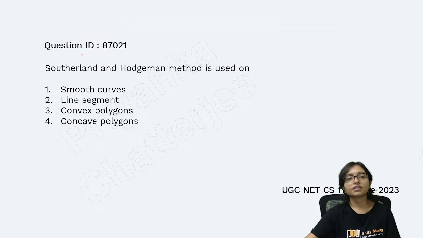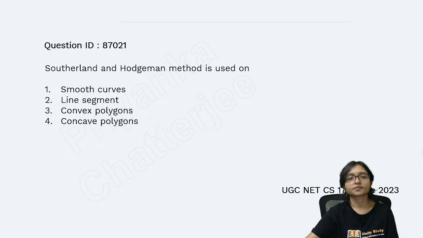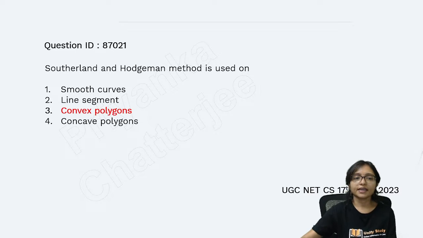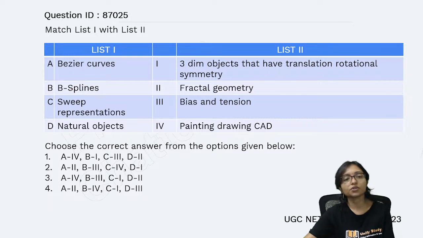Very good, very good. Now tell me, Sutherland and Hodgman method is used for what? For what purpose are you using this method? Yes, that is for the convex polygon. For the convex polygon we are using this method. Very good. Now do this one.